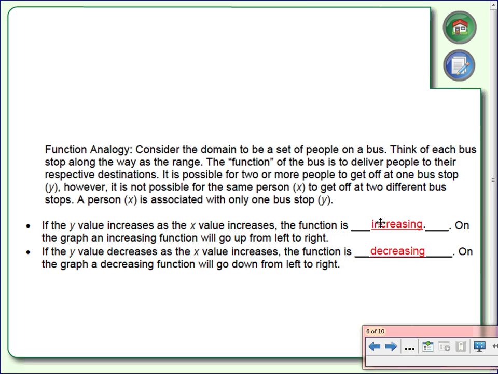Okay. Domain is the x values. Range. Domain is the x values. Range is the y values. Relation. Set of ordered pairs. Domain. X values. Discrete. It's when it doesn't connect. Continuous.